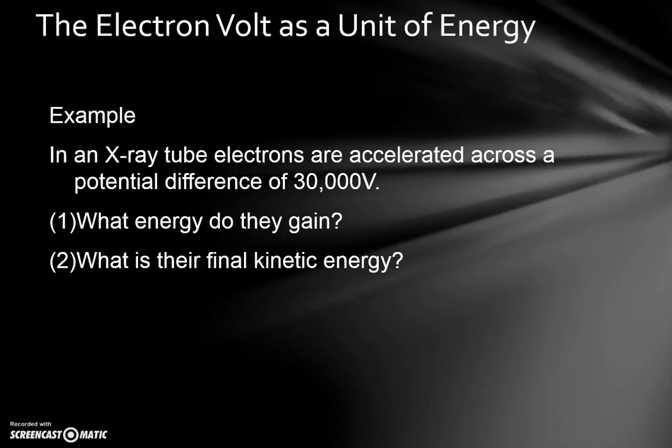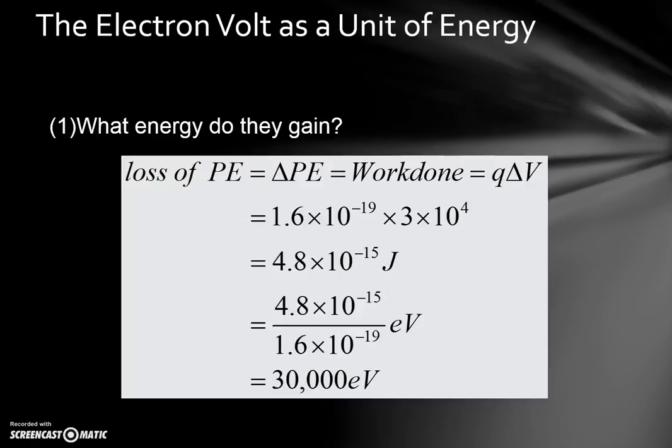Just quickly looking at an example, if we've got an X-ray tube and electrons are accelerated across a potential difference of 30,000 volts, what energy do they gain and what is their final kinetic energy? In terms of the energy they gain, they're going to lose some potential energy, or have a change in potential energy, which equals the work, which equals the charge times the potential difference. That's from our big formula. We've just chosen the parts we need.